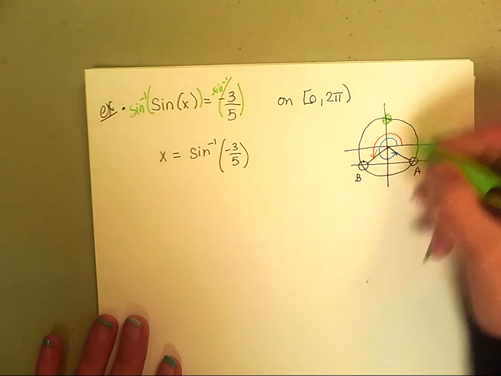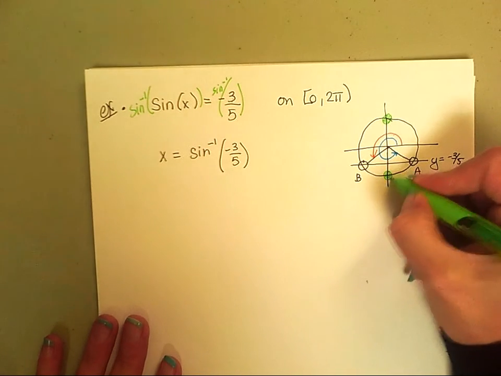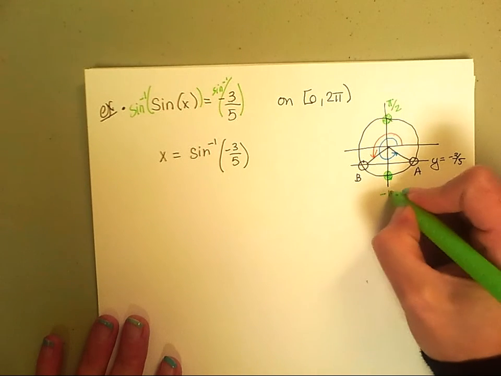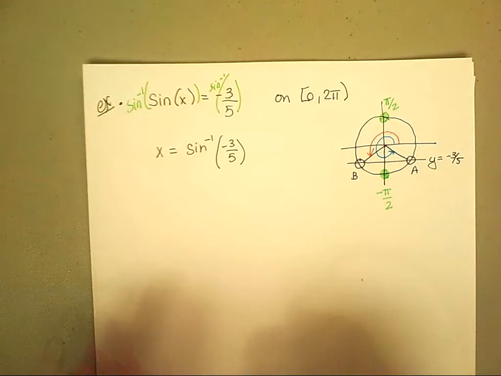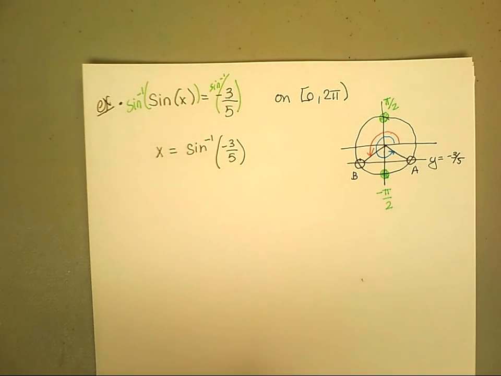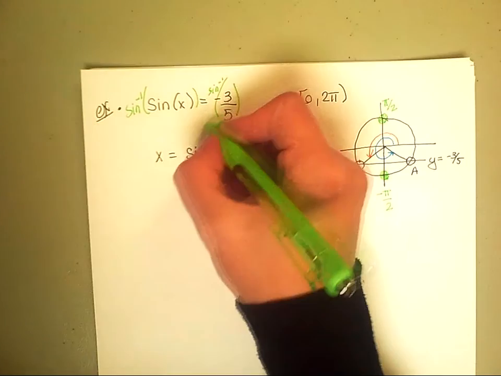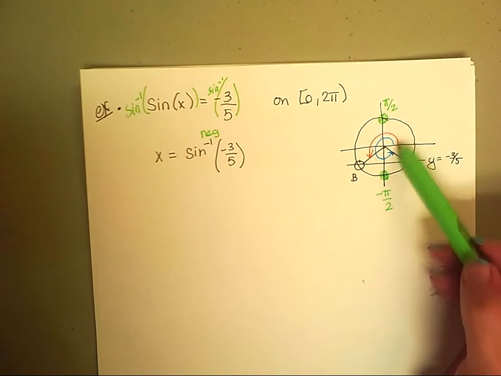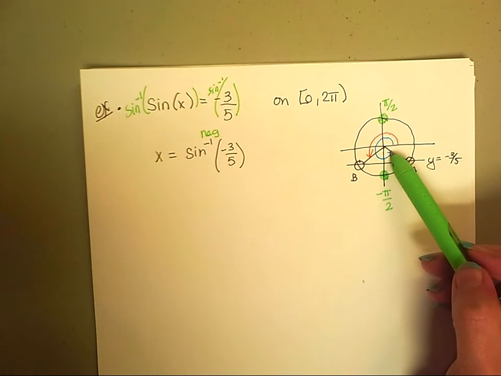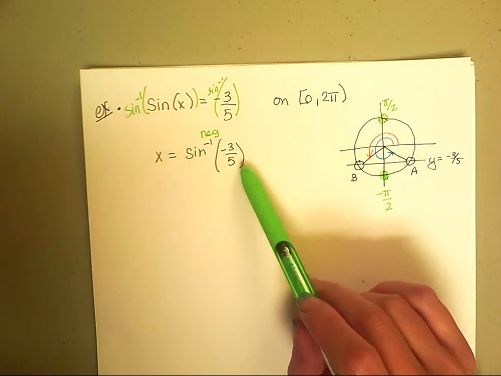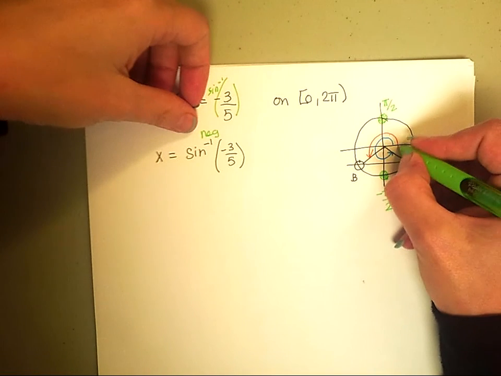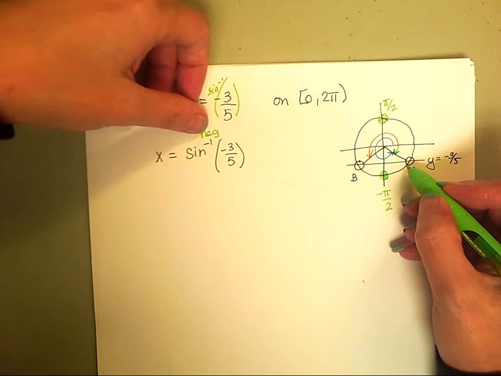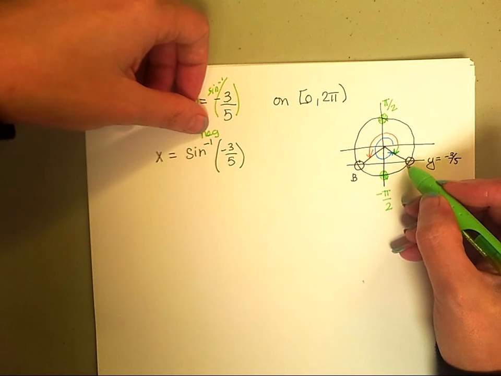To do that, we have to remember what the restrictions of the inverse sine are. They go from positive angles at pi over 2 to negative angles at pi over 2. So it turns out this angle is actually negative, and it is neither A nor B, because we're looking for positive rotating angles. So this angle is actually right down here, and it is coterminal with our angle A.